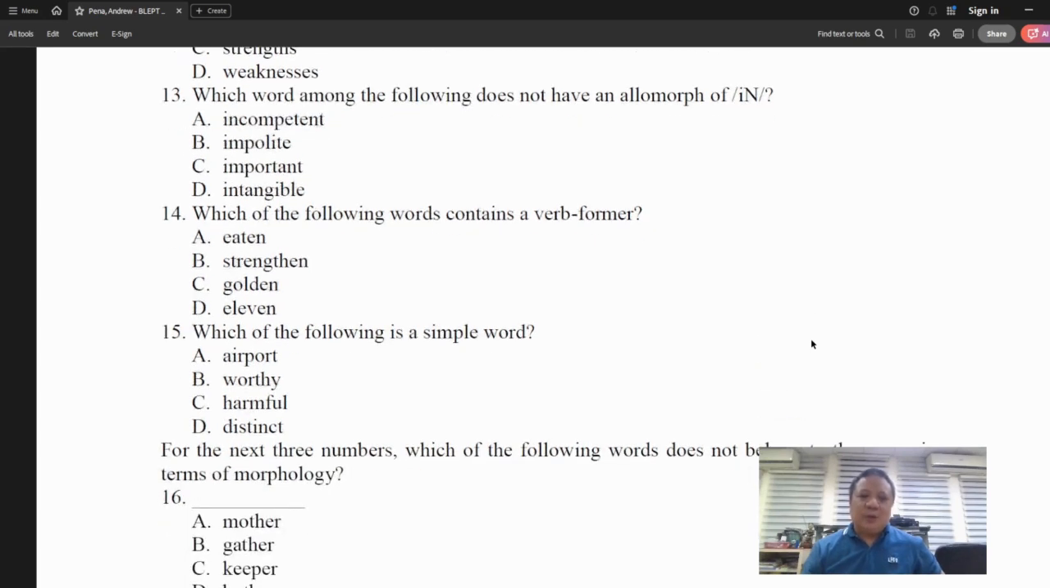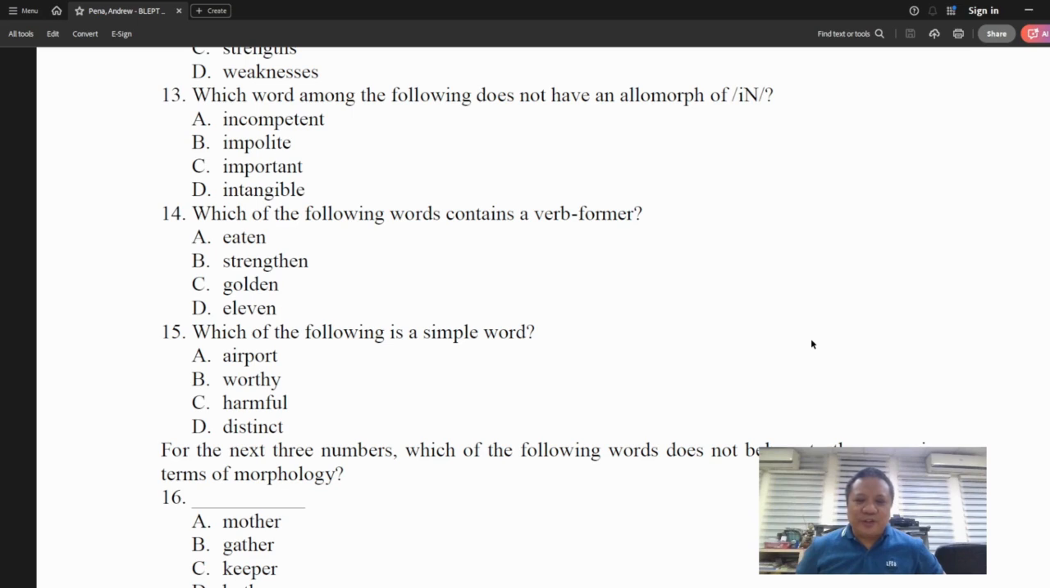13. Which word among the following does not have an allomorph of in? A, incompetent, B, impolite, C, important, D, intangible. In A, B, and D, the in, the im, and the in all mean not. But in C, the im there does not mean not. So the answer is C, important.